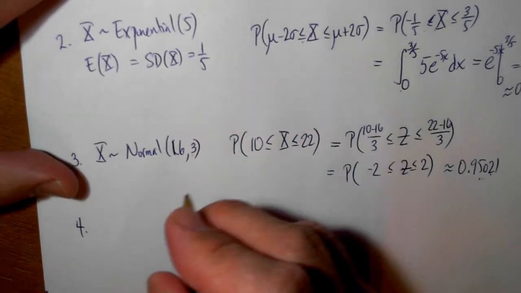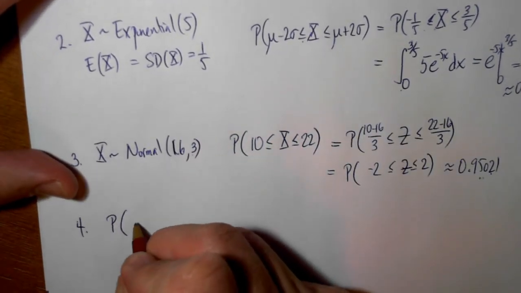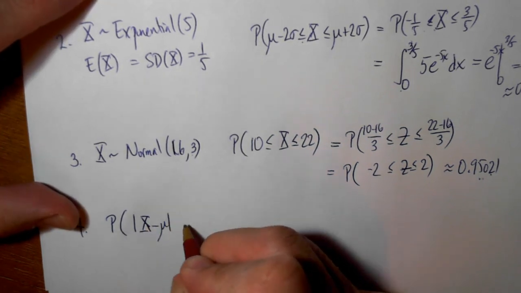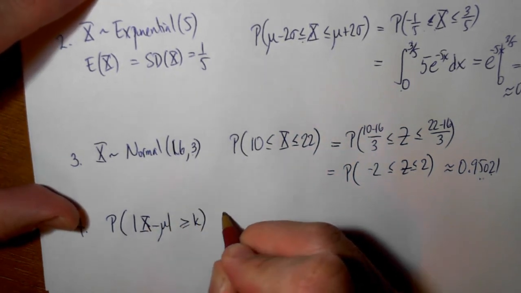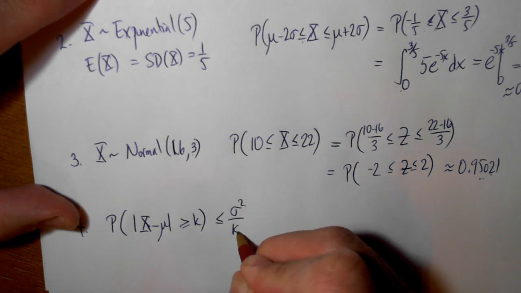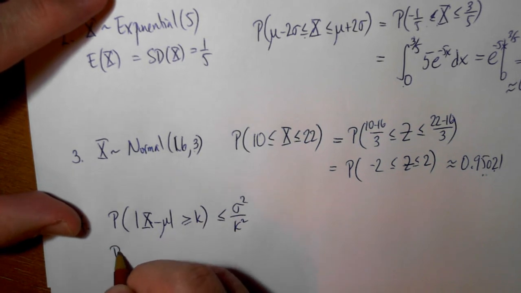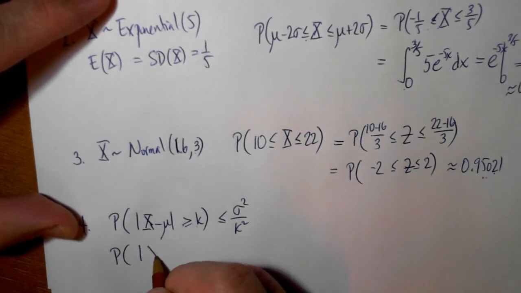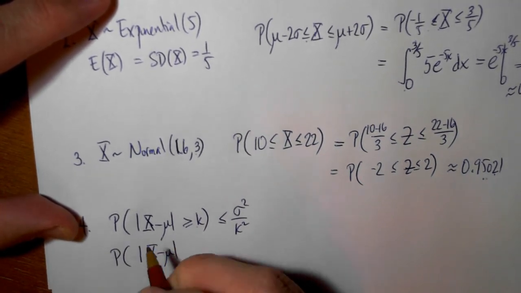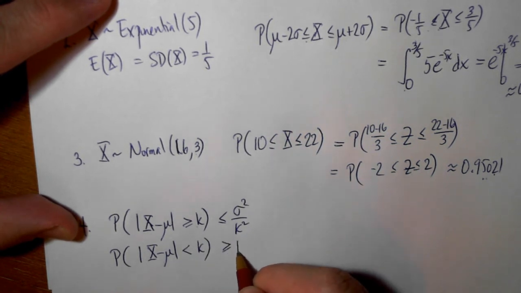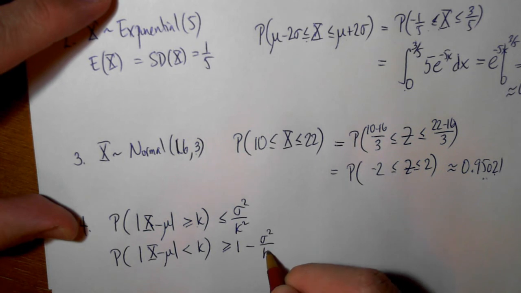Chebyshev's inequality. So Chebyshev's inequality says that the probability that capital X minus mu is greater than or equal to k is less than or equal to sigma squared over k squared. So that's what Chebyshev's inequality says. So therefore, the complement of this event, the chance that capital X minus mu in absolute value is less than k, must be greater than or equal to 1 minus sigma squared over k squared.